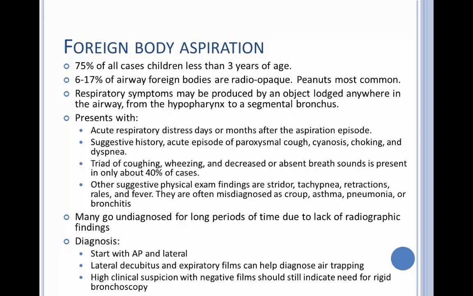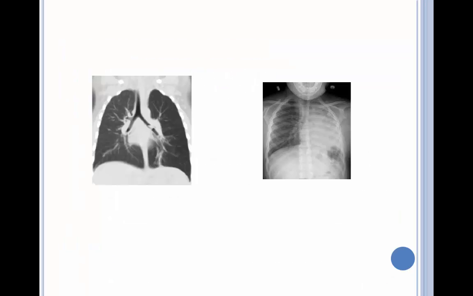A nasal foreign body can sometimes be removed in the office with a nasal speculum or nasal forceps, but try not to if you do not see the object, because it could be lodged in the trachea or in the airway. So that is only done by bronchoscopy. You could do an AP or lateral decubitus X-ray to be able to see the objects.